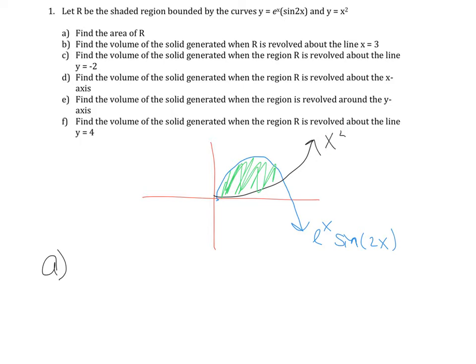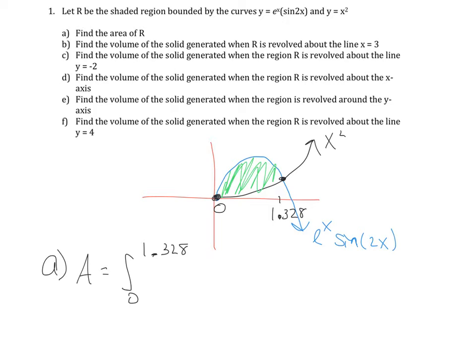To find the area, it's just the integral from whatever this bound is to the other bound, and you subtract the upper curve minus the lower curve. The intersection here is 0, so my lower bound is 0, and this x value here is about 1.328. I get that by using my calculator and finding the intersection value. So 1.328 is my upper bound.